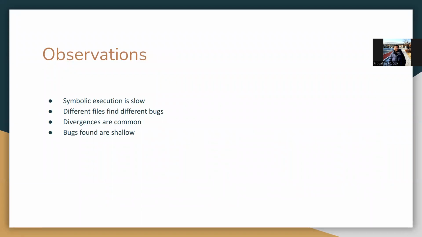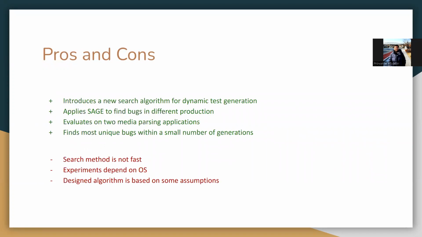Another observation is that different files find different bugs. This is true because different files can contain different amounts of source code, different numbers of functions, different types of functions. Another observation is that divergences are common. Actually, the basic test setup did not measure divergence. So to do that, the authors ran several instrumented test cases to measure the divergence rate. And another thing they found is that bugs found are deep. So they found a lot of bugs using their approach during the evaluation period.